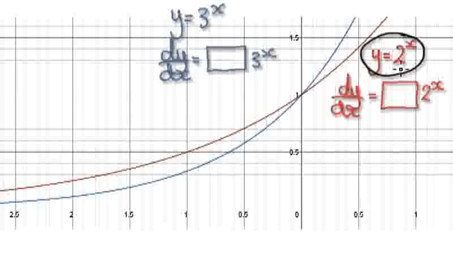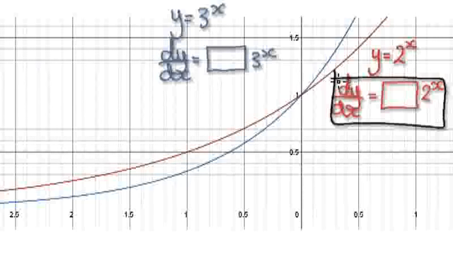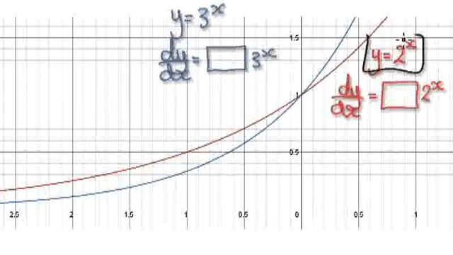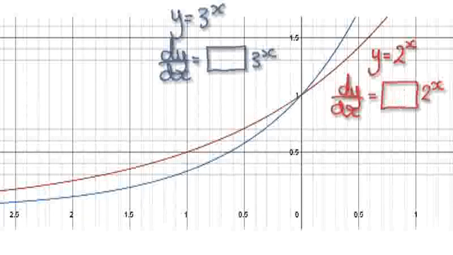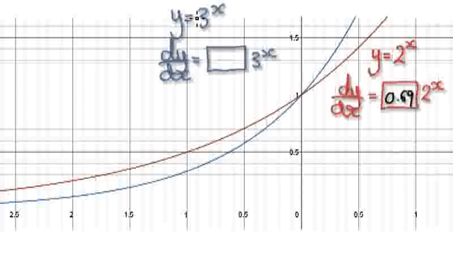Now, if you look at the red line here, y equals 2 to the power of x, if you differentiate it, it will give you this thing here. When you differentiate this, it will give you some constant times 2 to the power of x. And this constant here is really the gradient at x equals 0 of the red line. That turned out to be roughly 0.69.